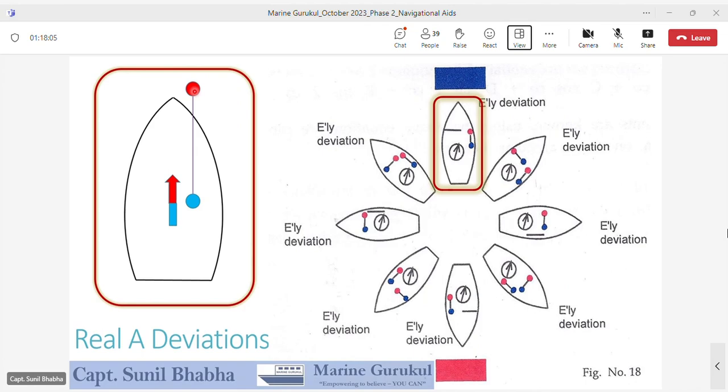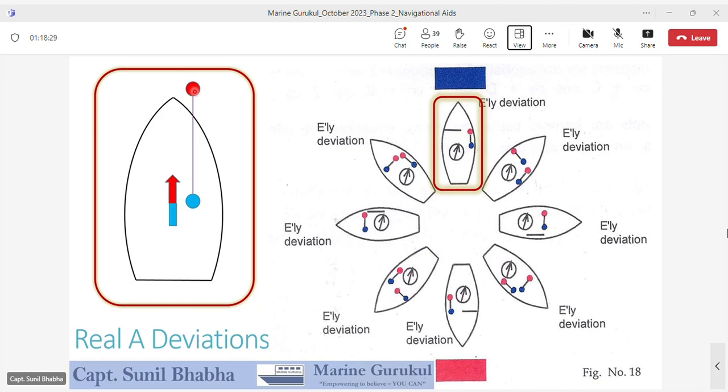Now, whenever we bring a magnet close to our compass, every magnet has two poles, a red and a blue pole. We cannot have a single pole in a magnet anywhere. Even if you break up a magnet, the broken ends immediately acquire the polarity. You cannot have a single pole at any point.